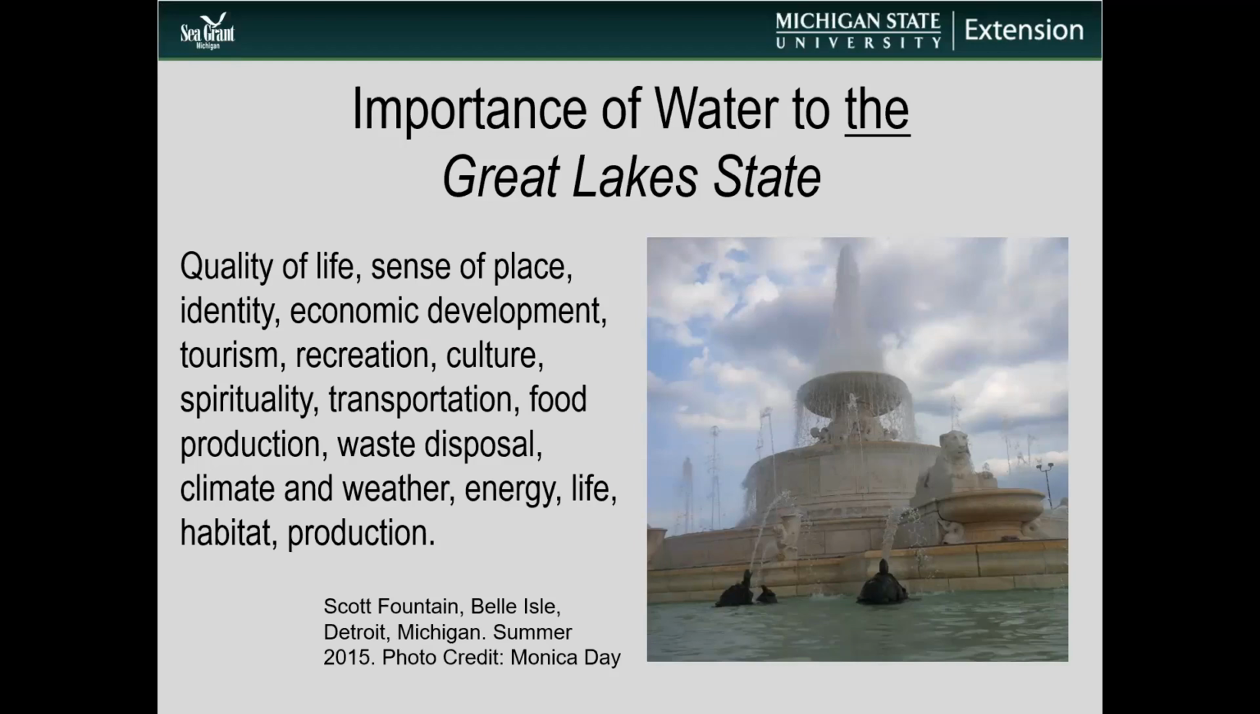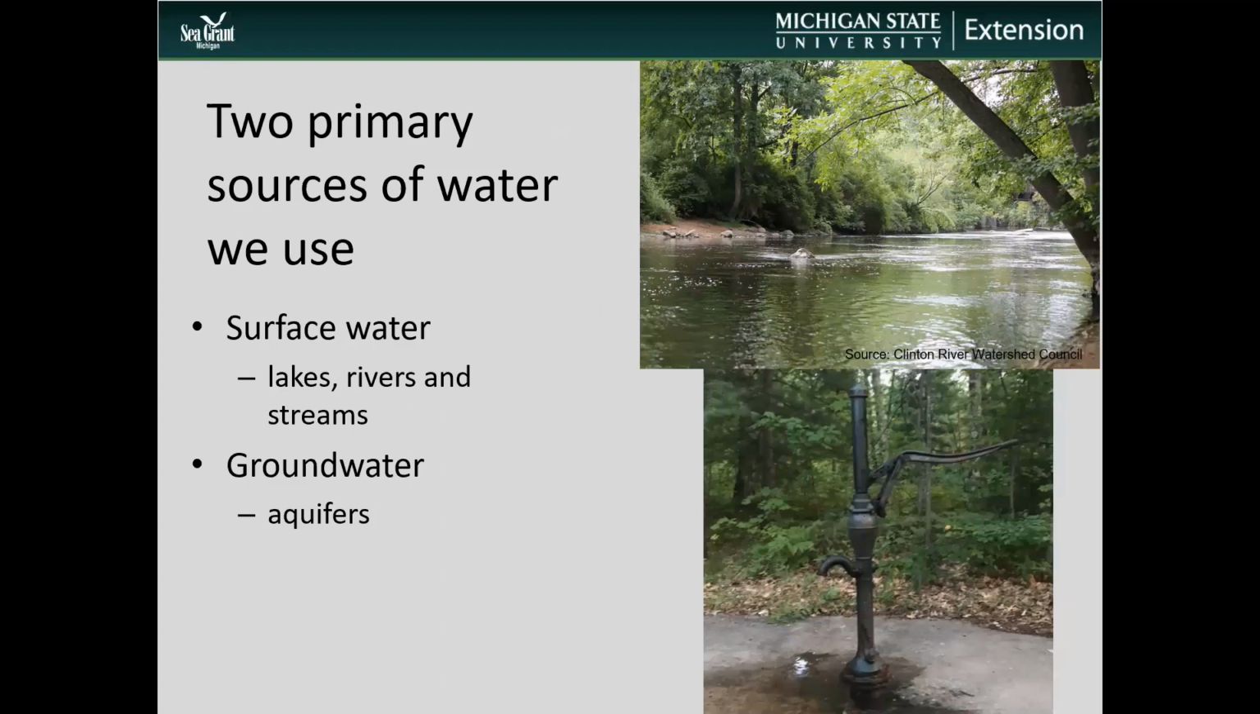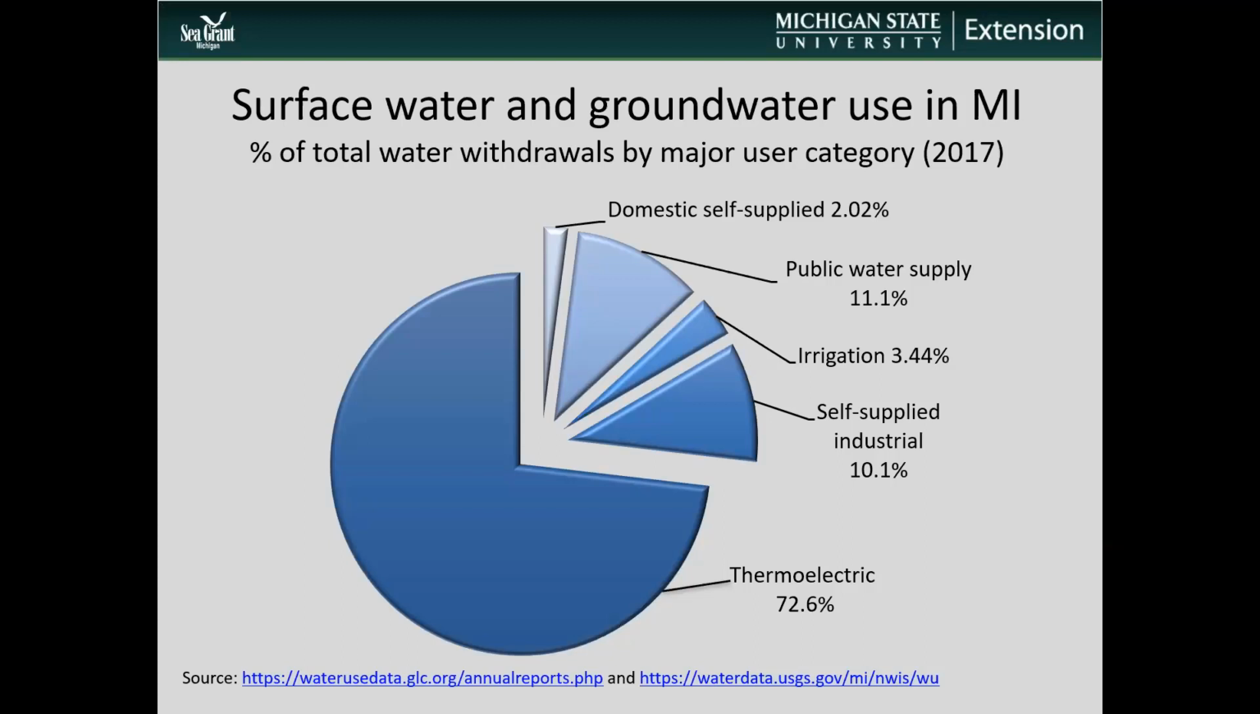If we think about the sources of water here in the state of Michigan, we're using surface water, and that's lakes, rivers, and streams, and groundwater. That's water found in our aquifers, and we're going to talk more about that in a moment. Let's think for a moment, though, about what we are using that surface water and that groundwater for.